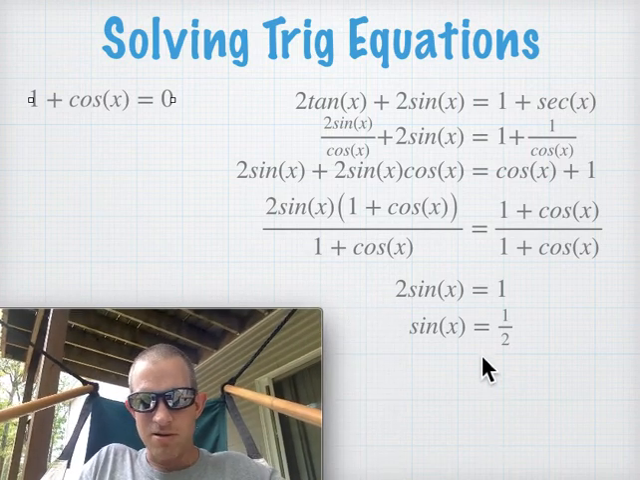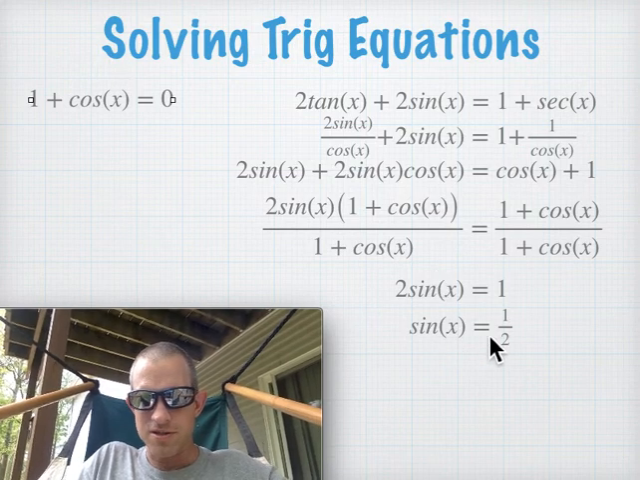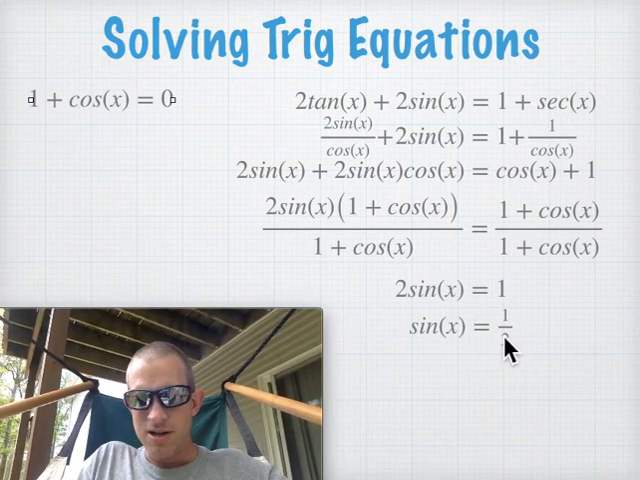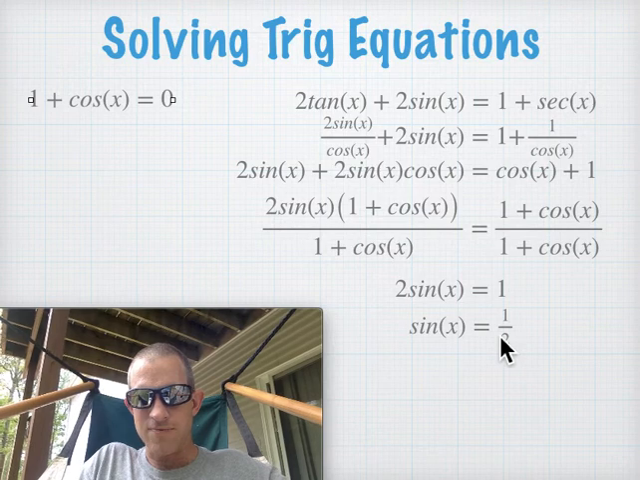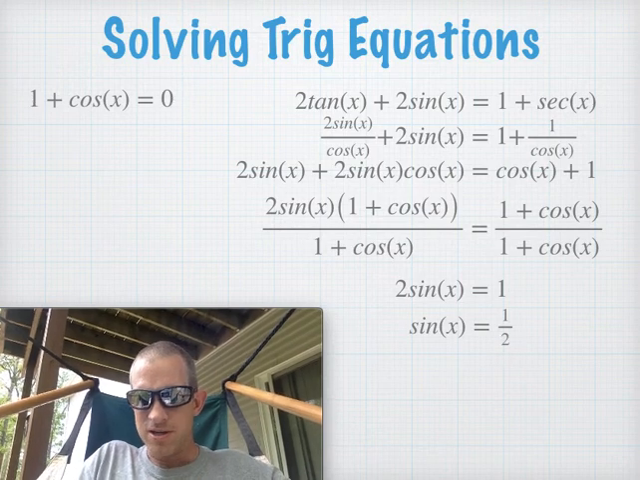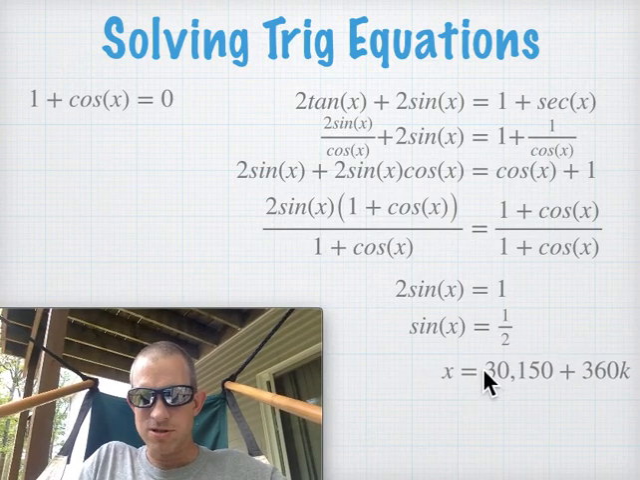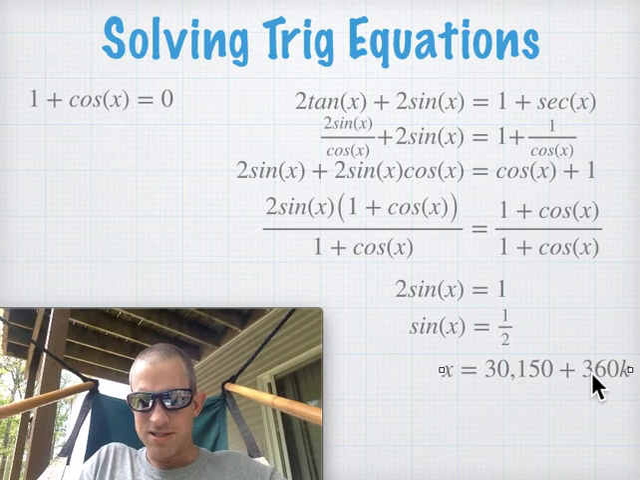So, let's see. We have 2 branches to solve. This one's not too hard. Sines are 1/2 at 30 and at 150, and so those should be legitimate solutions, plus 360k.